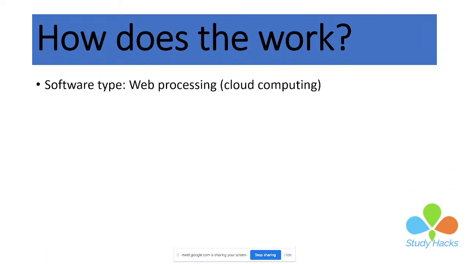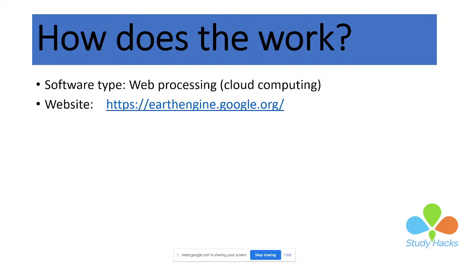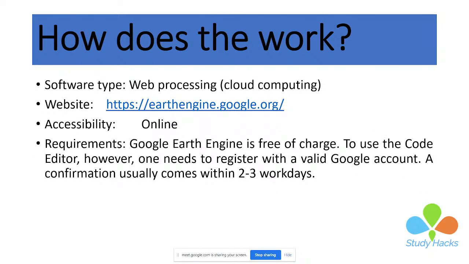So you can see the software type is web processing or cloud computing, so you don't need to download any software. This is the main website for Earth Engine, earthengine.google.org. Accessibility is online. When you want to write the code, you need a code editor, and you can easily use this code editor. For this, you need to register with your Google account on the Google Earth Engine platform.